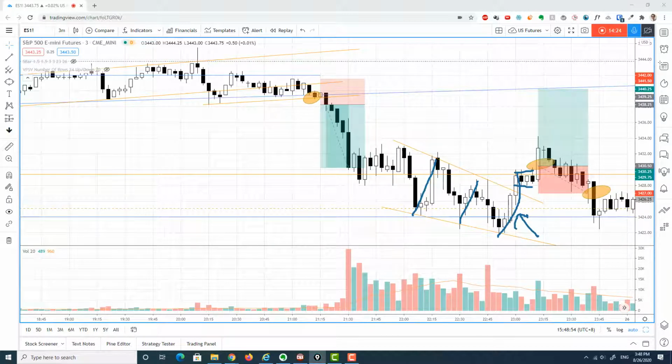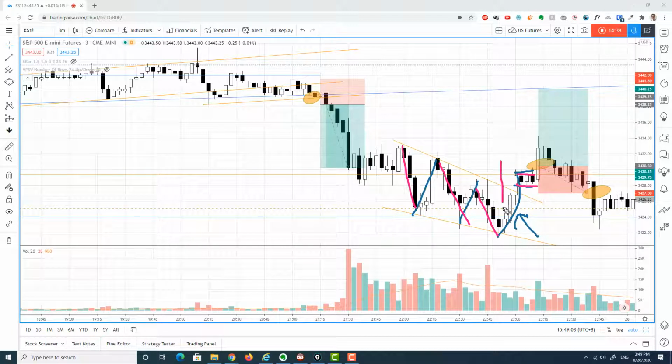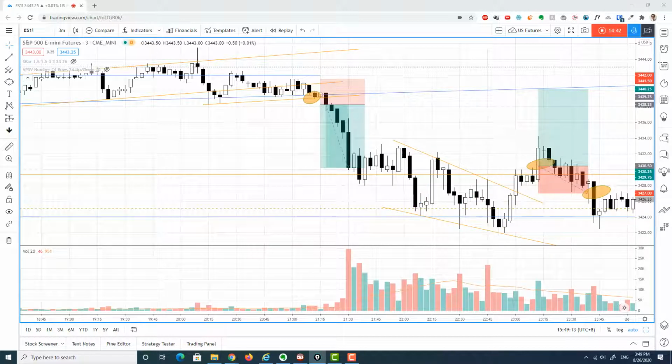So instead of doing this type of reaction, this type of reaction, or even this sort of reaction, we have this shallow horizontal type of consolidation as a reaction. So definitely, I think this is a change of character to me. So I just prepare to long. What I would like to see is actually a confirmation bar, which comes at this bar here.